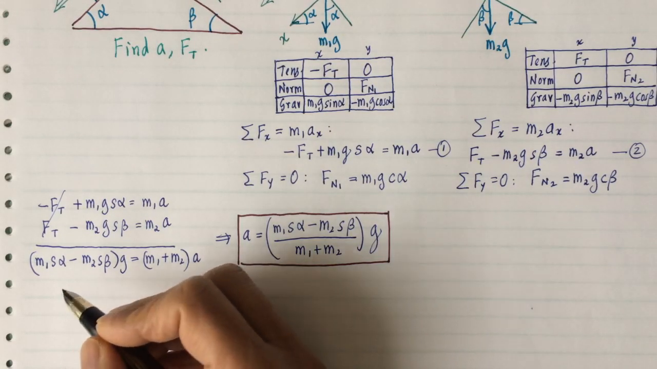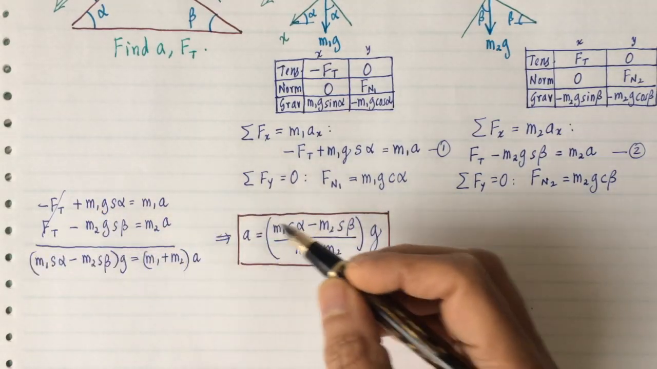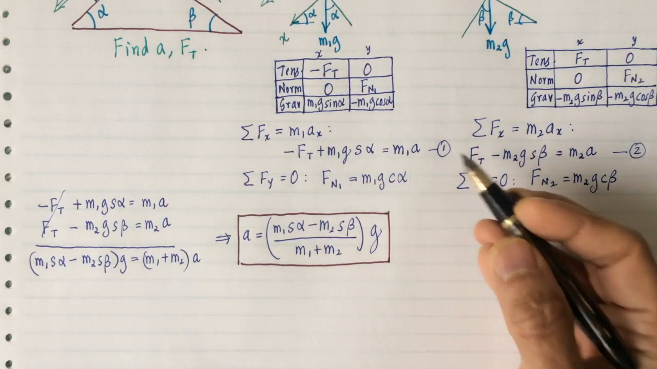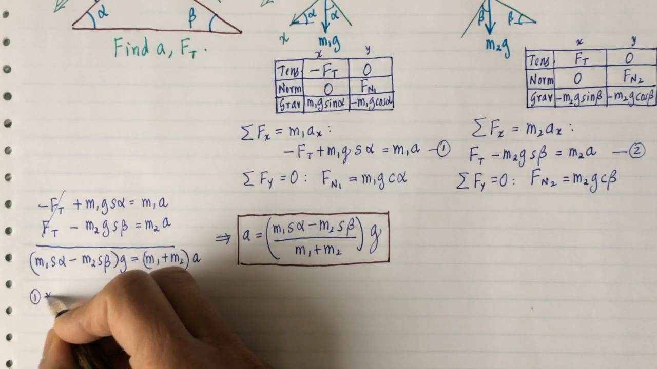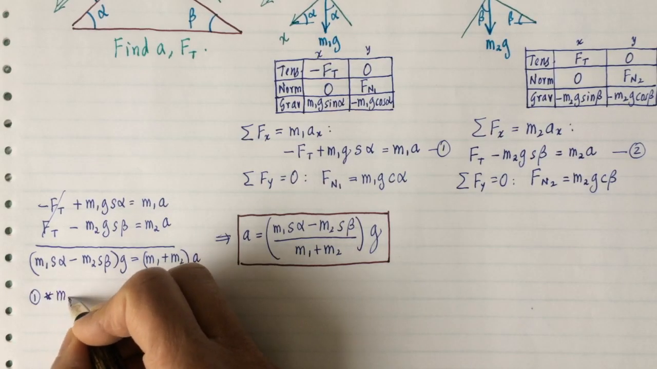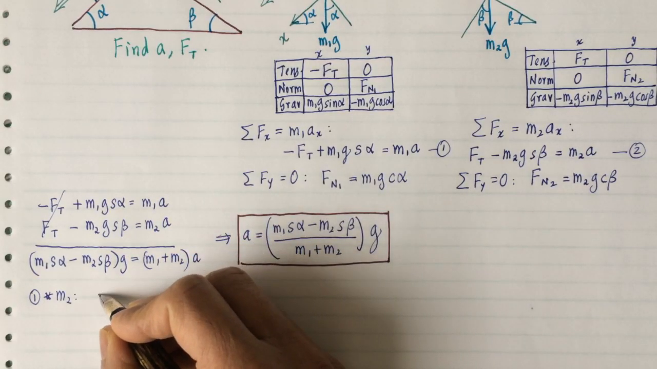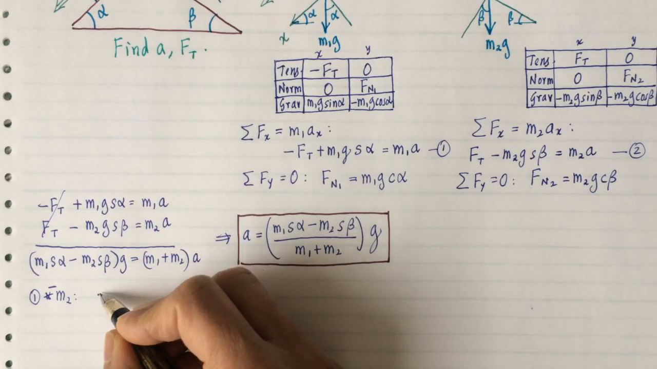What I'm going to try to do now is to eliminate. In the first method, I eliminated tension and got the acceleration. Now I'll strive to eliminate acceleration. To do this, I'll multiply the equation 1 by negative m2. Let's see what I get.